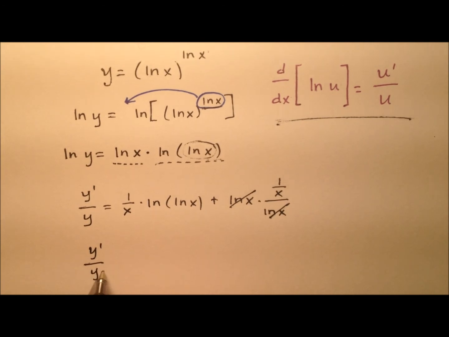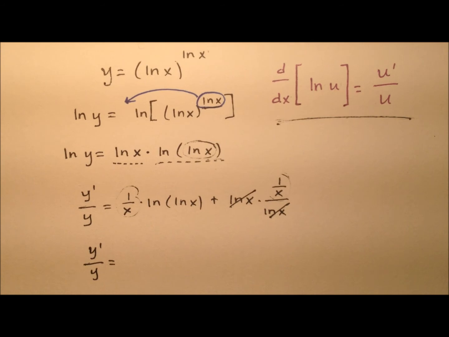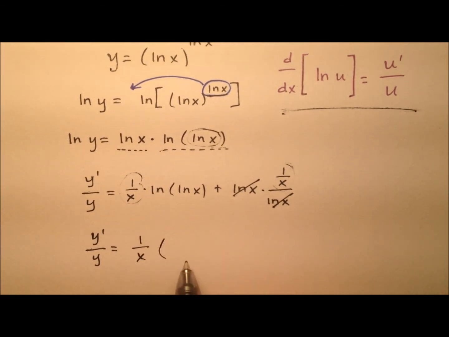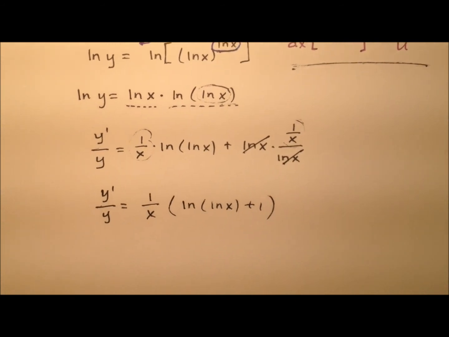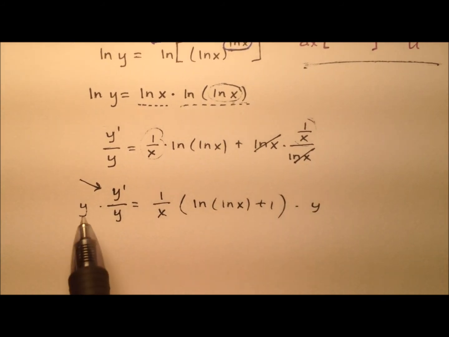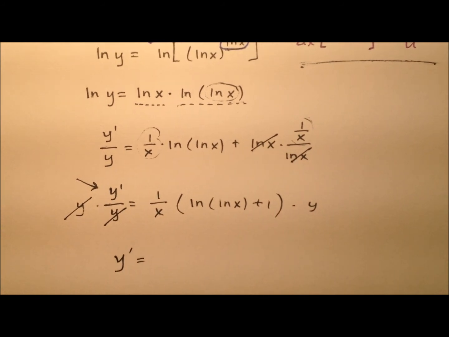You'll notice also each of these terms has a 1 over x, so we could try factoring that out. It might look something like 1 over x times the natural log of the natural log of x plus 1. But remember, we're trying to solve for this y prime right here, which means we need to get rid of this division by y. So let's multiply both sides of that equation by y. On the left side, they'll cancel, so I have y prime equals.